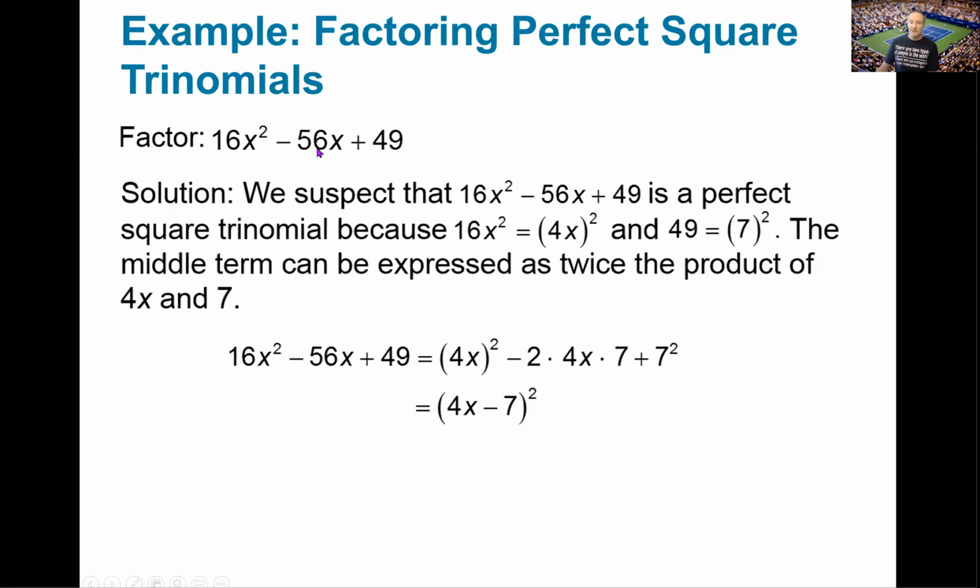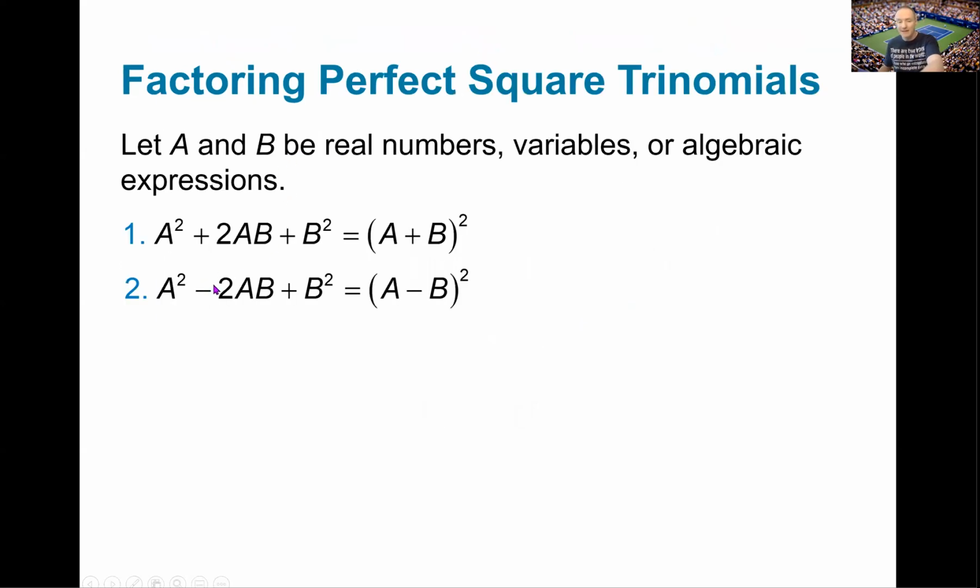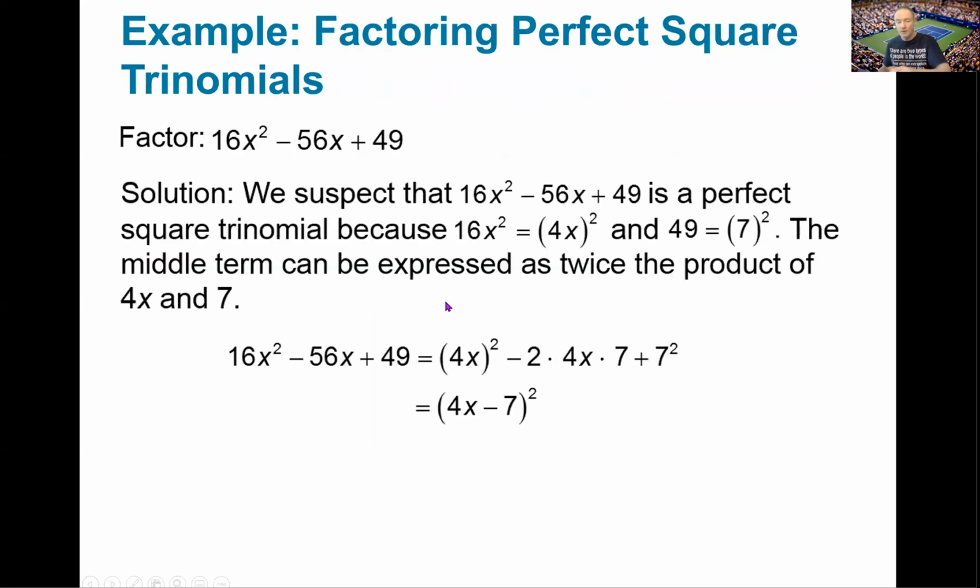If it is, that middle term has to be twice this number times this number. So I can say, okay, 2 times 4x would be 8x, times 7 would be 56. Ooh, yes, 56x, that's what I have. Well, okay, I know that the middle term is minus. Please keep in mind, anytime the middle term is minus twice the square root of the first term and the square root of the last term, it's going to be in the format a minus b quantity squared.